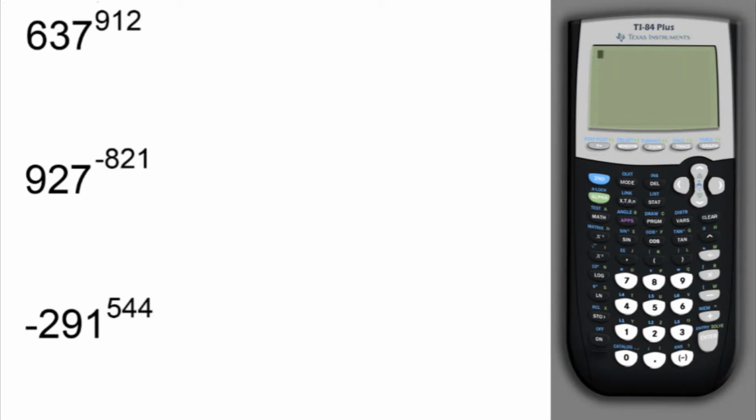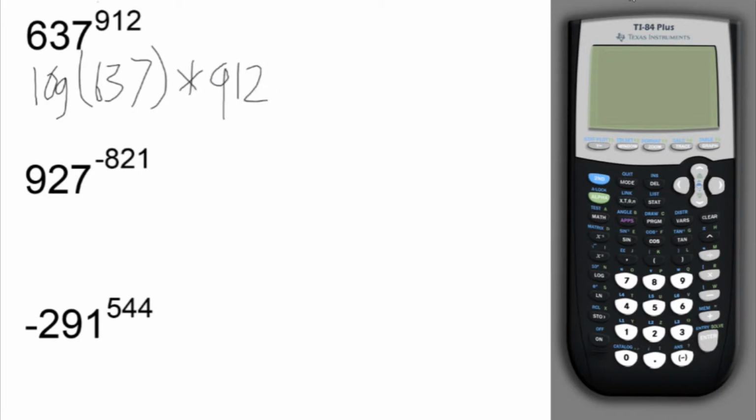Now the first thing we're going to do is rewrite this in a different format. That format is going to be log of the first number, which is 637, times the second number, which is 912. If we go over to our calculator, we can see that our calculator will take this in. We can type in log of 637 times 912, and we get an actual answer and not an error message.